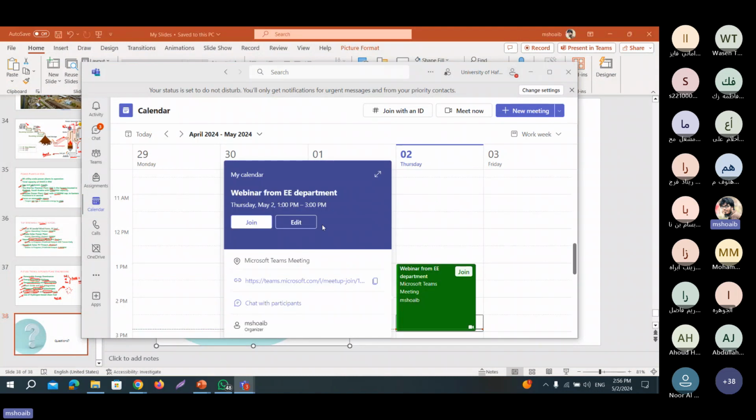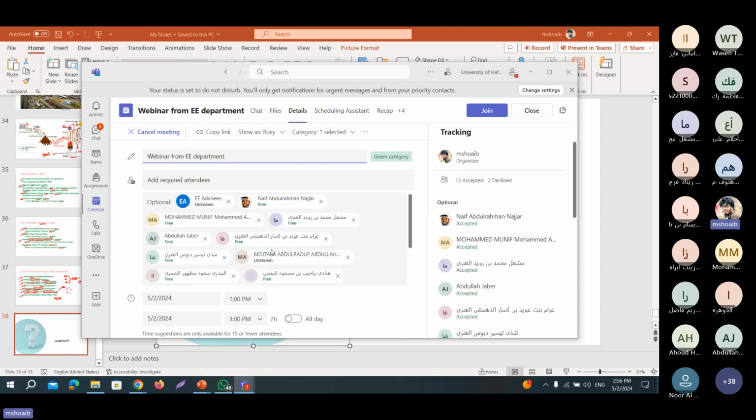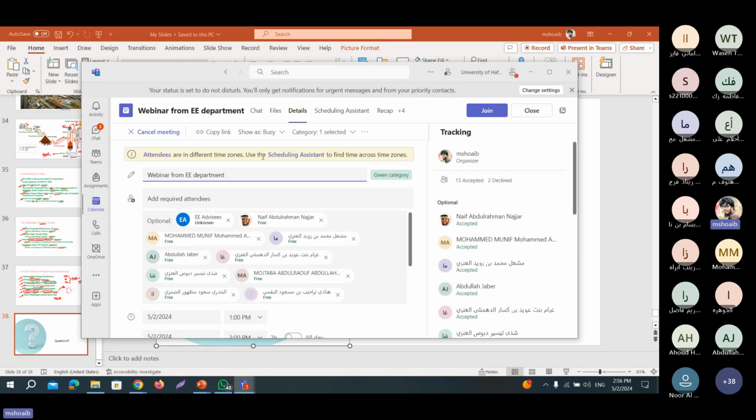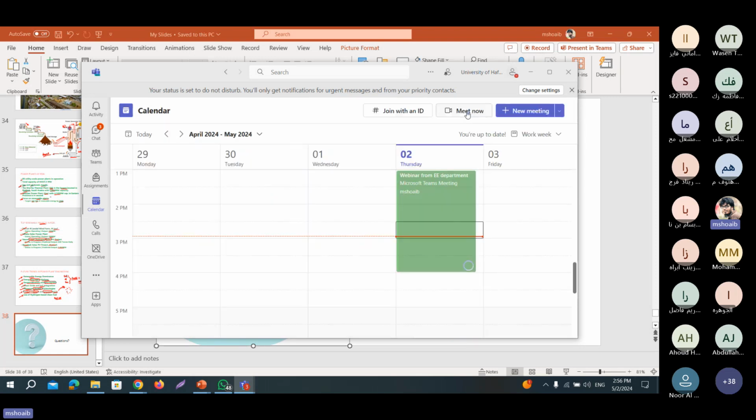By the way, I have put the time up to 3 p.m. It suddenly came into my mind. So it's almost 3. Let me make it half an hour or 1 hour. It needs to send an update, whatever, no problem.